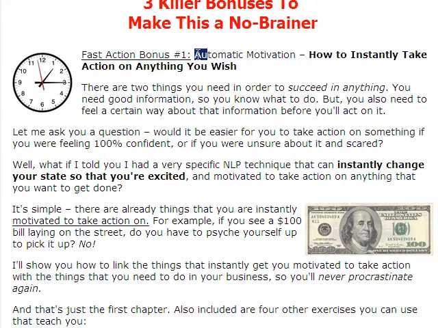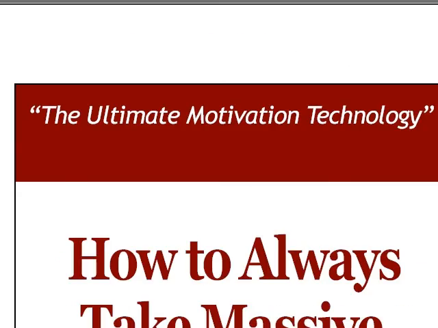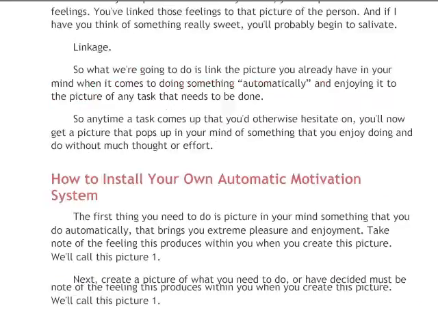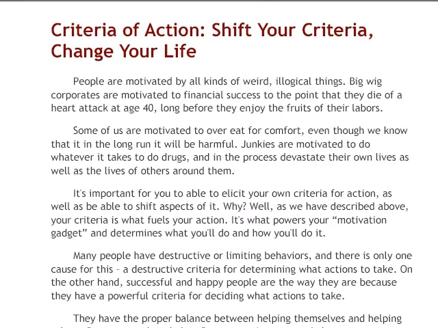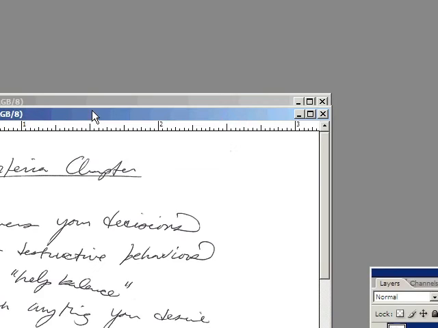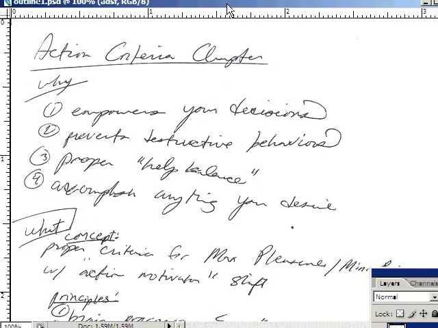And this is the report we're going to look at: automatic motivation, how to instantly take action on anything you wish. And here's the ebook itself, how to always take massive action. We're going to be looking at this chapter as I show you the outline. Before we get to the chapter, I'm going to give you the overview of the outline, which you can find here. Let me move these over here.